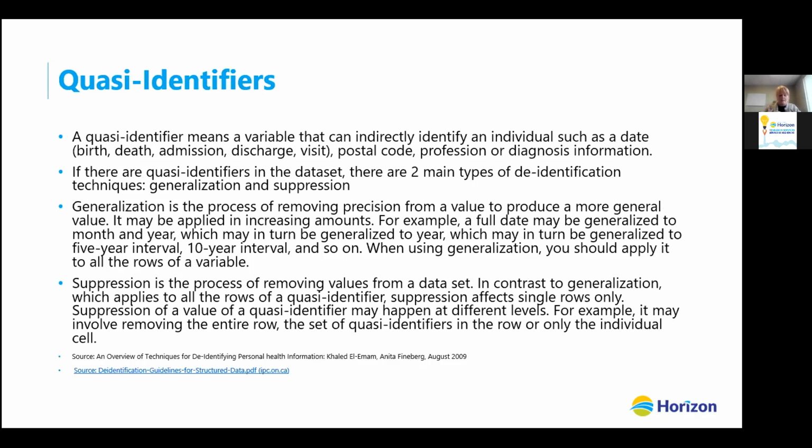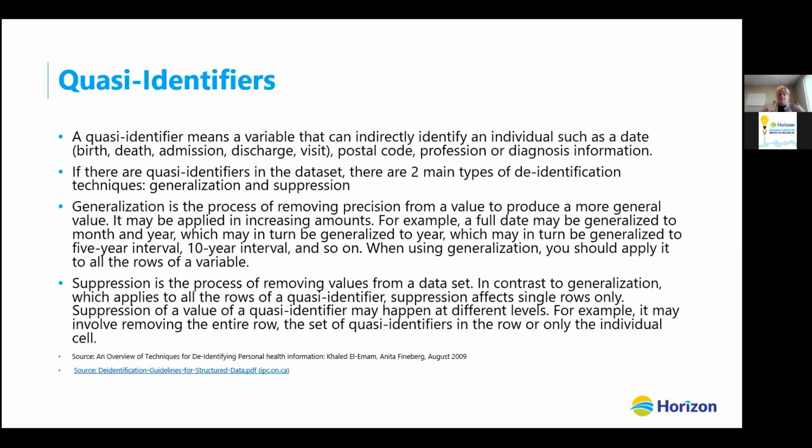That means a variable that can indirectly identify an individual, such as a date of birth, as I mentioned, death, admission, discharge, visit, postal code, profession, or diagnosis information. So if you have to include quasi identifiers in your data set, there are two main types of de-identification techniques. I'm introducing you to the concept so that you can look at them a little bit further on your own if you'd like. I have no expertise in how this would actually work, but I do have a familiarity with the terms.